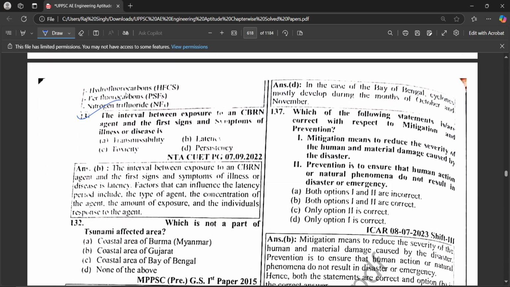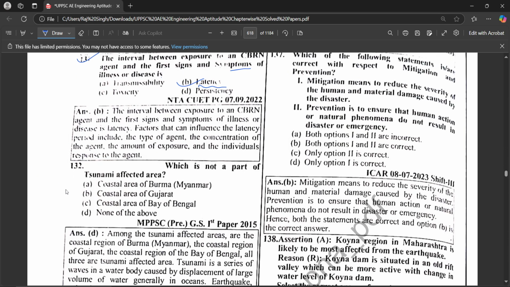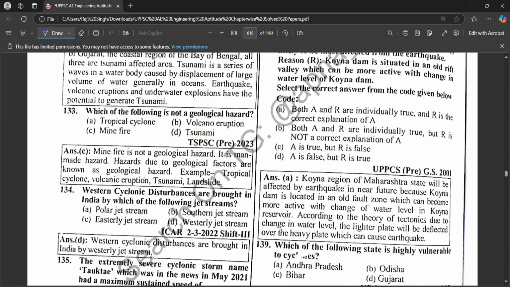The interval between exposure to a CBRN agent and first signs and symptoms of the illness or disease is the latency. Okay, next question. Which is not a part of the tsunami affected area? None of the above. Which of the following is not a geological hazard? Mine fire.